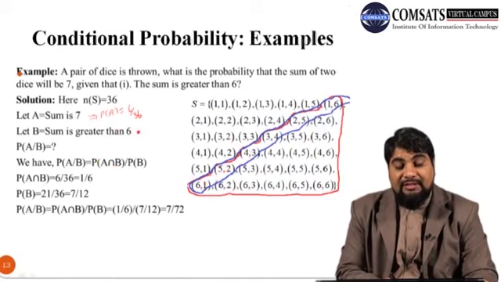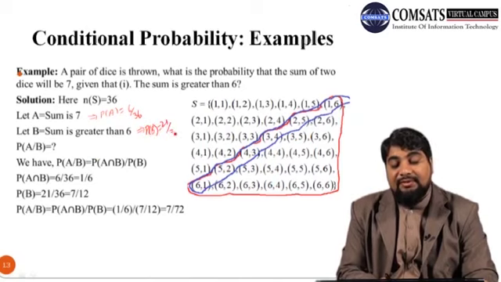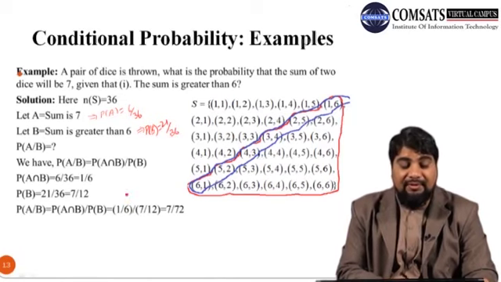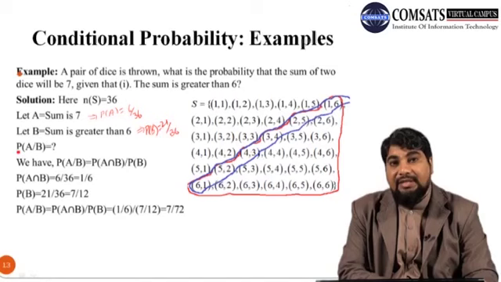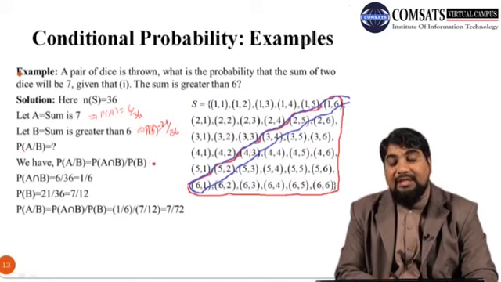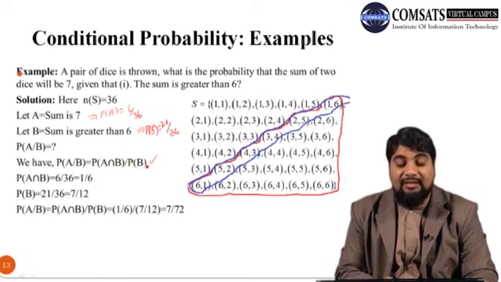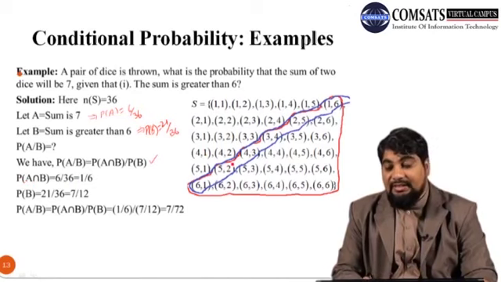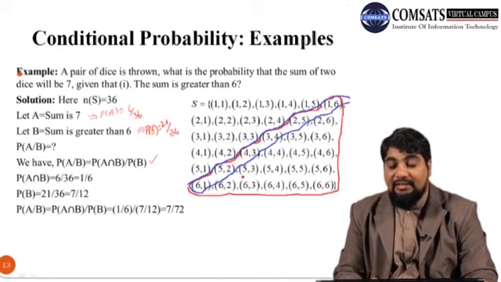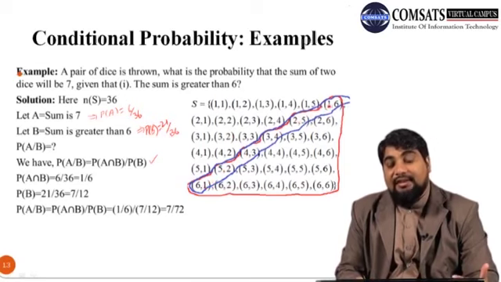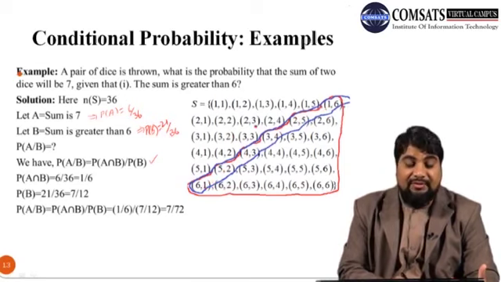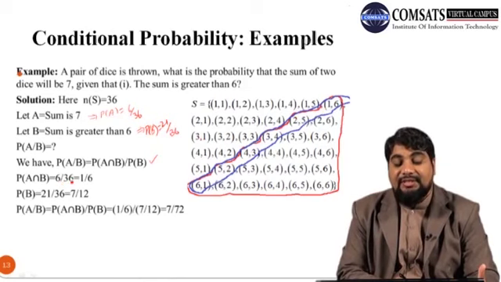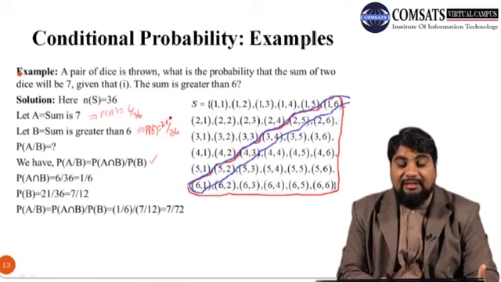So it means here we have the probability of B, 21 out of 36. We are interested in calculating P of A given B, which is P of A intersection B divided by P of B. So first we calculate P of A intersection B. From this diagram you can see that these are the 6 outcomes common to both A and B. So P of A intersection B is 6 out of 36, or 1 by 6. And P of B is 21 by 36.